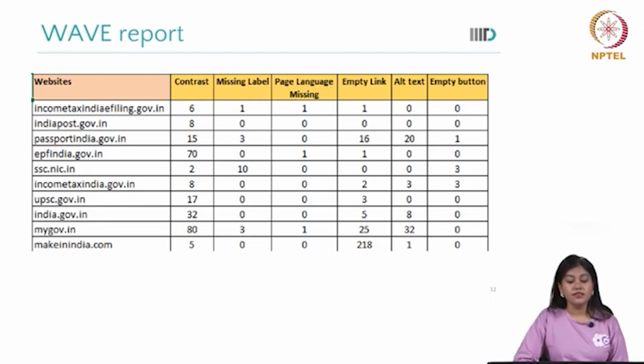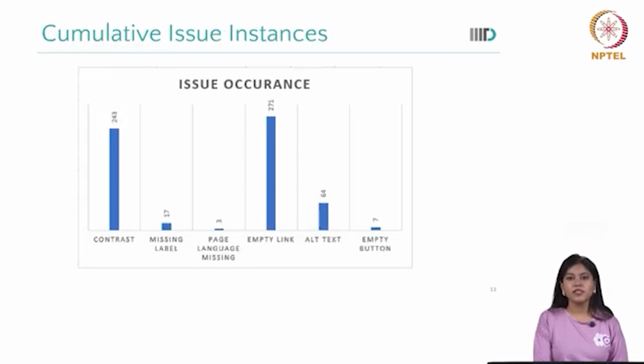We can see the report of contrast, missing labels, page language missing, empty link, alt text, empty button. So it's also important to see those websites. They may have got a good score in other tools, like Google Lighthouse, but in the WAVE report, we can see specifically which part is missing, if it is in contrast, missing labels, empty link, alt text, and so on and so forth.